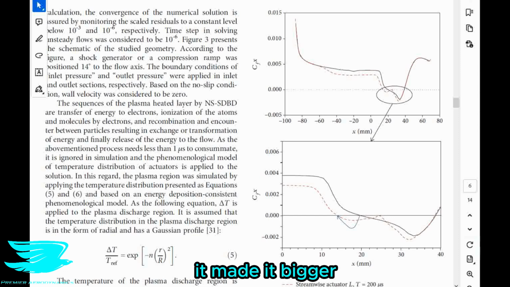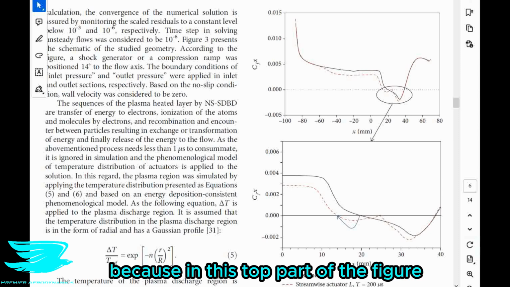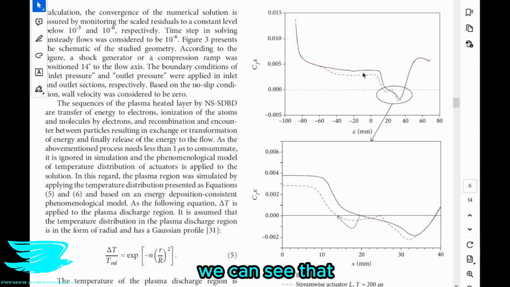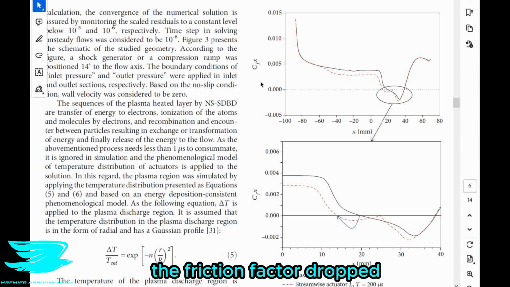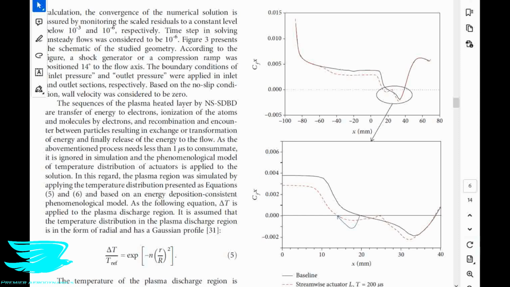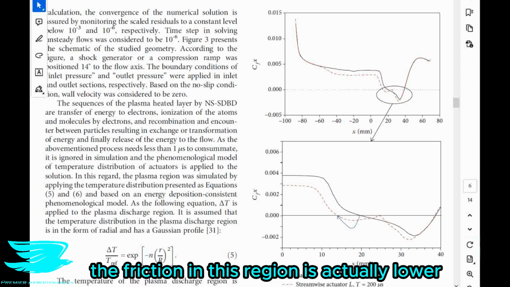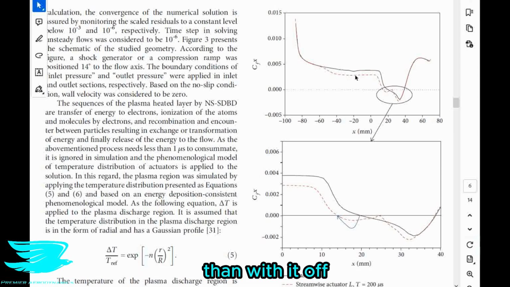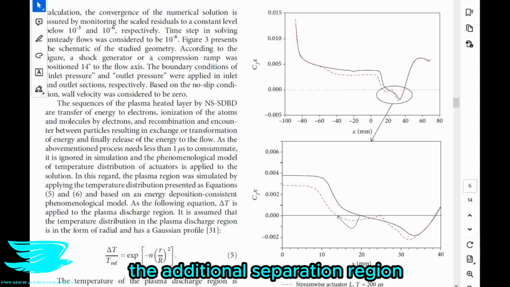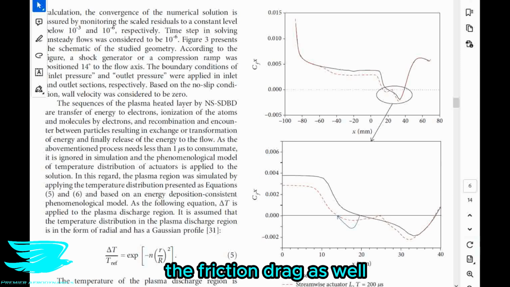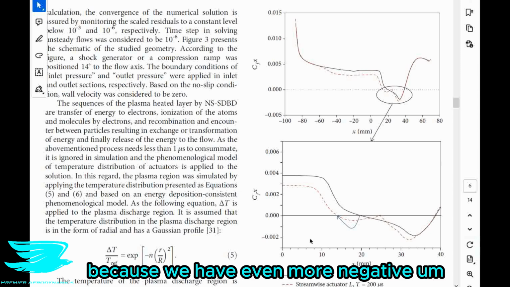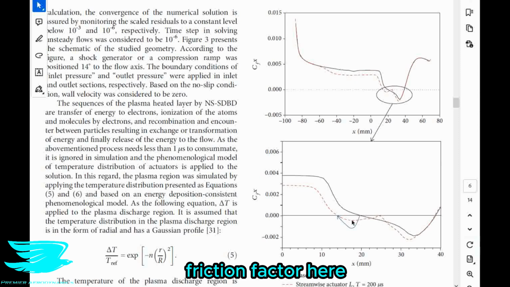It made it bigger. But it's not all that bad because in this top part of the figure, we can see that pretty much as soon as the flow encountered the plasma generator, the friction factor dropped. So that means that the drag arising from the friction in this region is actually lower with the plasma generator on than with it off. So the friction drag should be a little bit lower. And that's actually funny because the additional separation region will also reduce the friction drag, because we have even more negative friction factor here, which again eats into the friction drag that we'll usually get and reduces it.